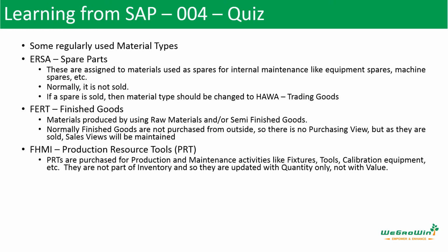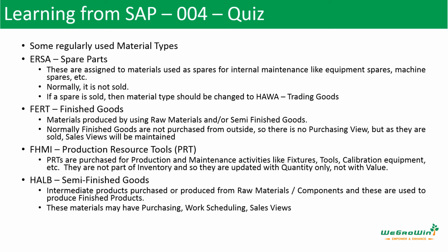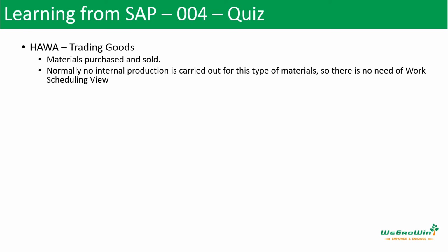FHMI is the production resource tools material type, where the PRTs are purchased for production and maintenance, like fixtures, tools, calibration, etc. They are not part of inventory, so they are updated with quantity only, and not the value. HALB is the semi-finished products, where intermediate products are purchased or produced from raw materials, and components are used to produce these finished products. These materials may have purchasing, work scheduling, and sales views also.